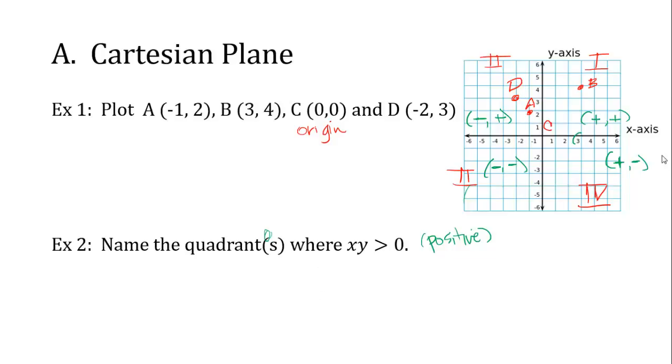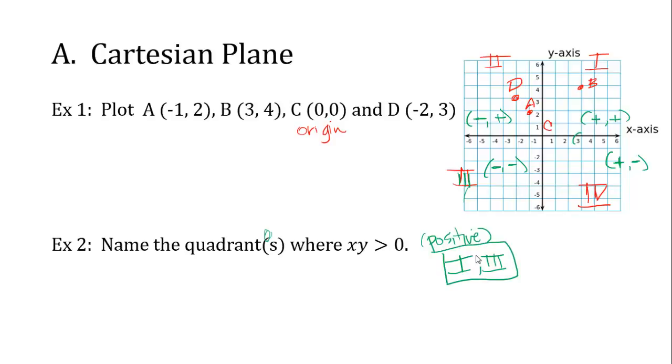Well, in quadrant 1 they're both positive, so that's one of my answers. And in quadrant 3 they're both negative. If you multiply two negatives together you get a positive answer, which fits this criteria. So my answer is quadrant 1 and quadrant 3. Why does that say 2? That should be a 3. Sorry.